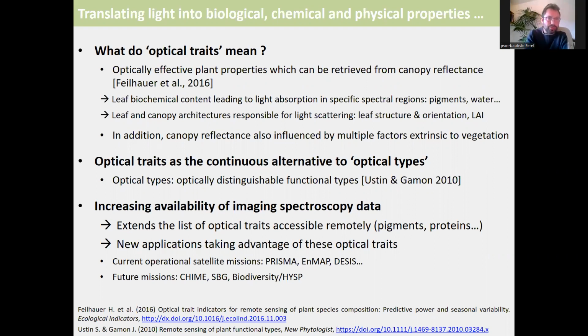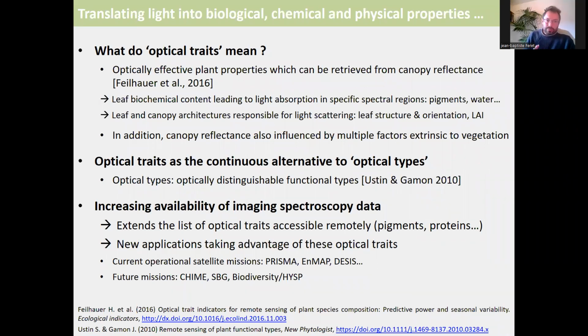These correspond to leaf biochemical content, leading to light absorption in specific spectral regions, such as pigments, water. And also leaf and canopy architectures are responsible for light scattering. So this includes leaf structure as well as leaf orientation, angle distribution in the canopy, leaf area index, and so on. These are intrinsic properties of vegetation, and in addition to these intrinsic properties, canopy reflectance is also influenced by multiple factors which are extrinsic.